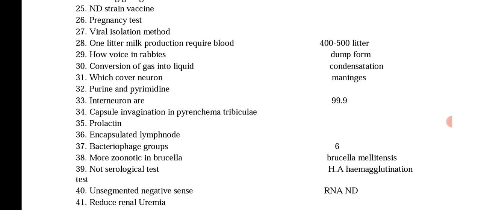There are six bacteriophage groups. The more zoonotic Brucella is Brucella melitensis. It infects sheep and goats, whereas Brucella abortus infects cattle and buffalo. The Brucella of cattle and buffalo is not so zoonotic as the Brucella of sheep and goats, which is Brucella melitensis.